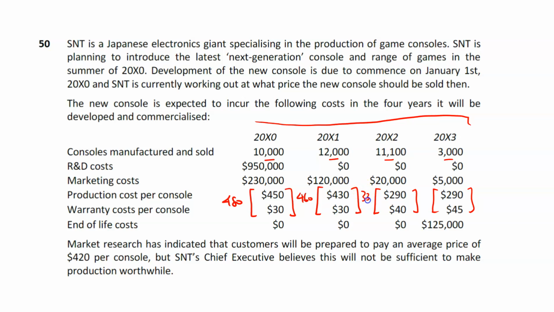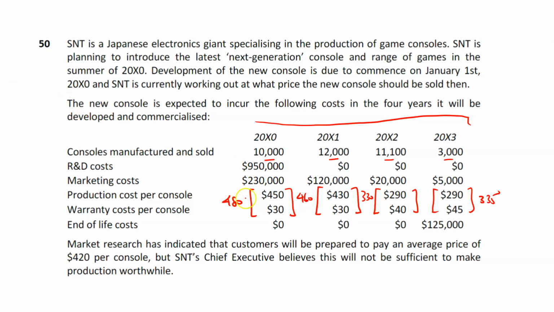So this is 330, isn't it? And this is 290 plus 45, which is 335. Great stuff. So let's just do the calculation. I'm going to calculate the production costs first and then tag all these on, and I'll put all my workings here on the side so we can just add it all together.